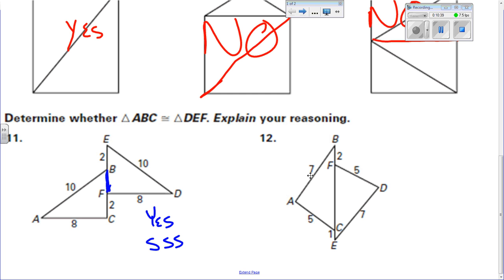Number 12. 7, 7, 5, 5. That's a 2 and a 1. So this distance in the middle is the same, but we're adding 2 on to get from C to B, and you're adding 1 on to get from F to E. So that would be no.